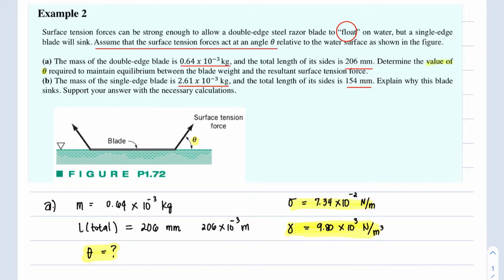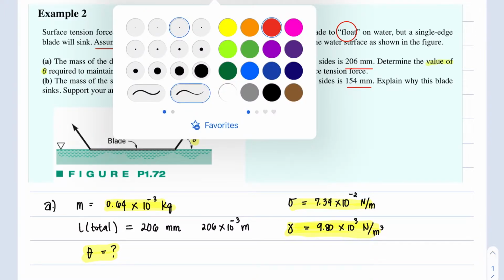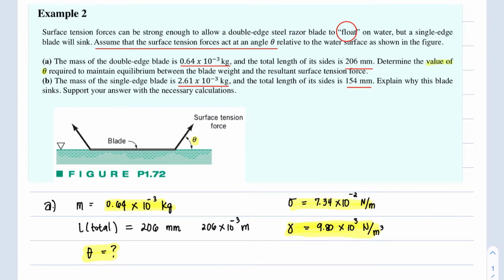And for case A, the given mass is 0.64 times 10 to the negative 3 kilograms, and the total length is 206 millimeters. I just did a little bit of basic conversion into meters so that we will be dealing with SI units. And as you can see here, we are trying to find the angle theta.